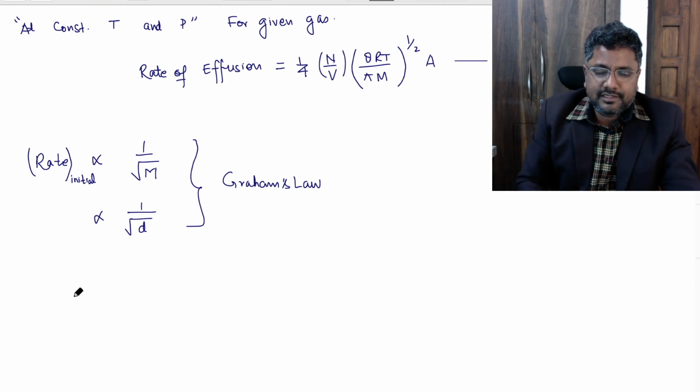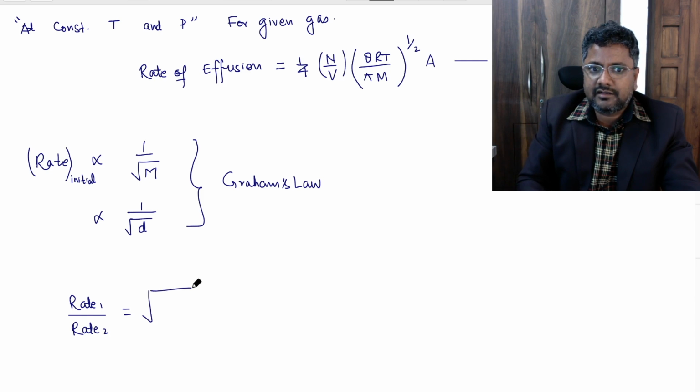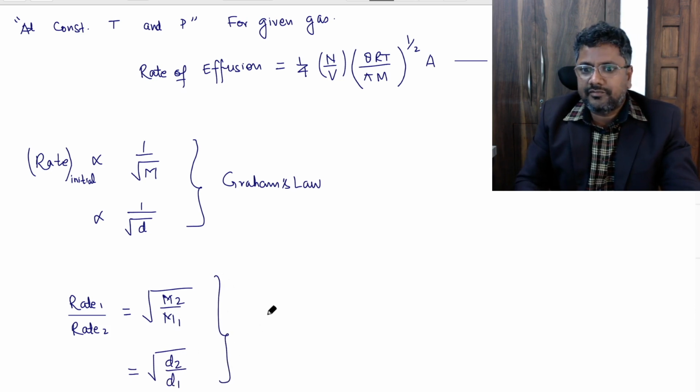So we can compare rate 1 and rate 2 for different gases. We can write here rate 1 by rate 2 equals root of m2 by m1, or root of d2 by d1. So this formula you can use for different gases.